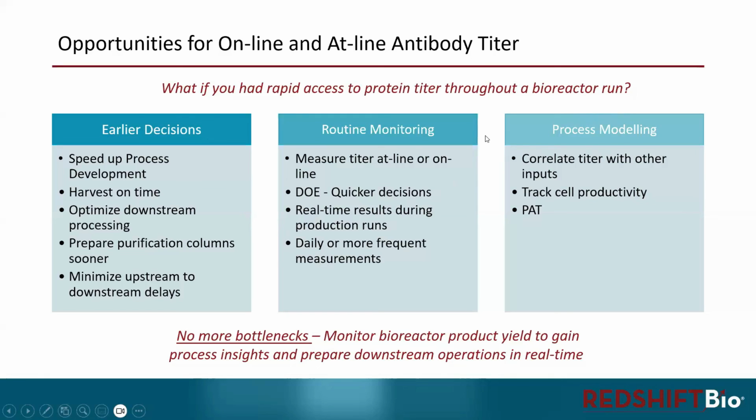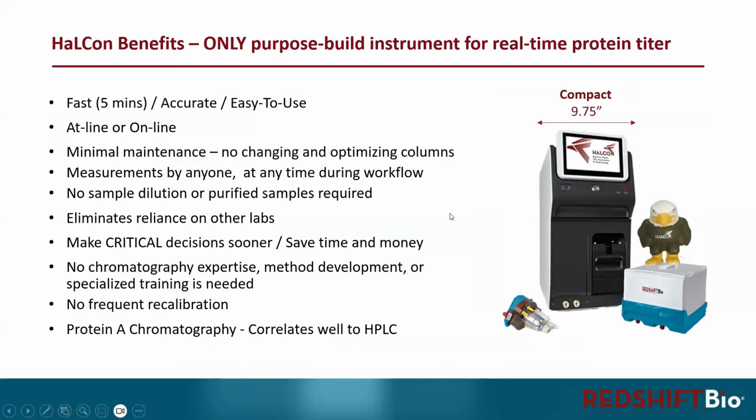Certainly, last but not least, process modeling. It lets you better understand your process. The more data you have, the more quickly you have that data, the better you can look at the process and optimize that process. Wrapping it all up, what are some of the big advantages or benefits to HaLCon?